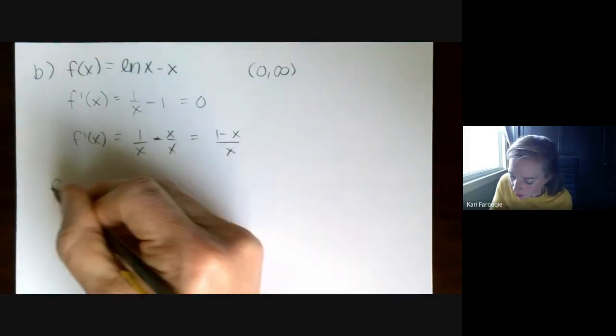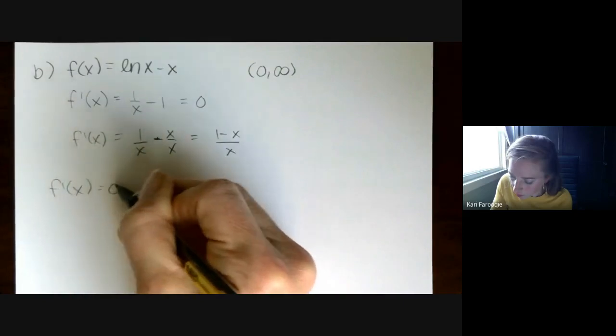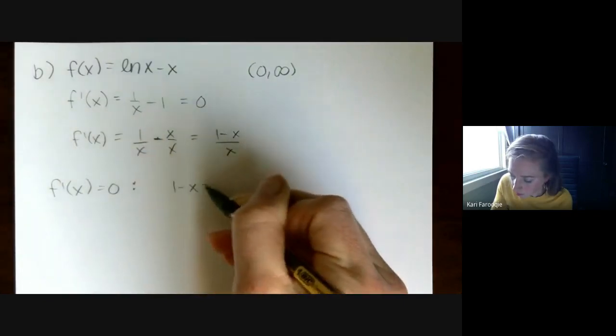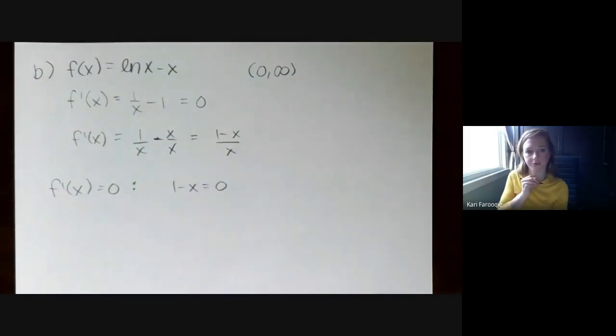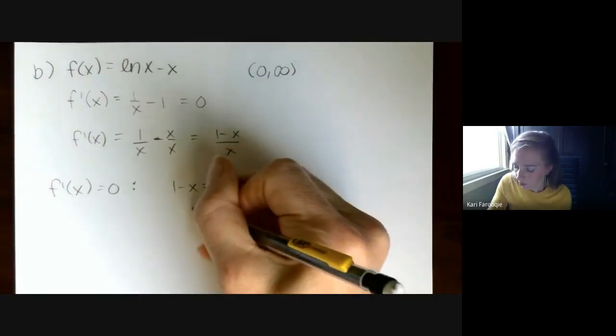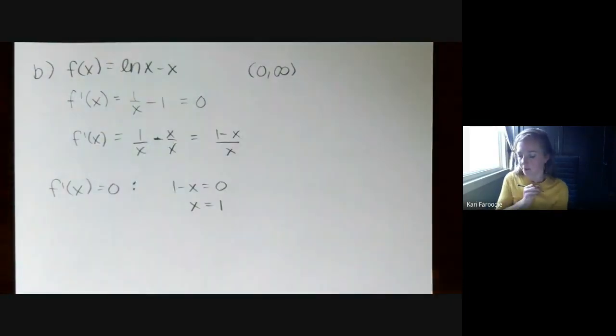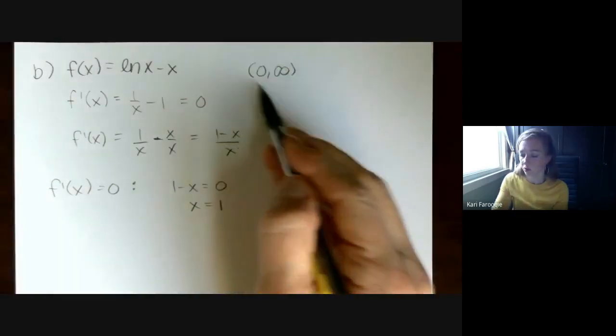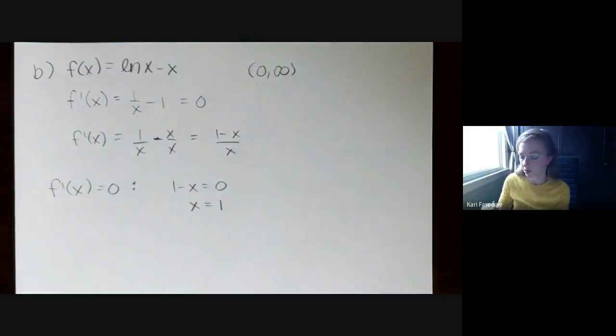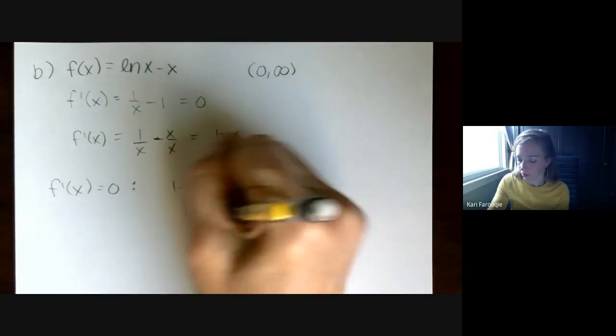So we're going to take f prime of x and set it equal to 0. When we do that, we have 1 minus x equals 0, and then x equals 1. Double check that 1 is in your domain. 1 is between 0 and infinity, so we're good there. There's a critical number.